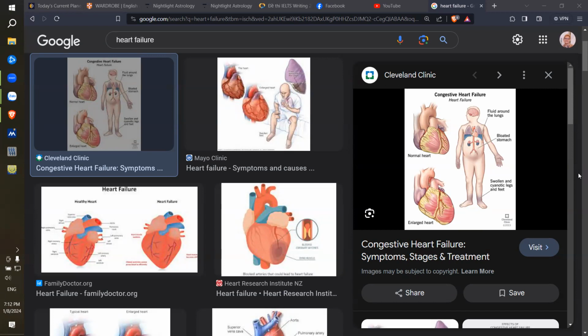What causes heart failure are unhealthy lifestyle habits, such as unhealthy diet, smoking, or using illegal drugs like cocaine, heavy alcohol use, lack of physical activity.